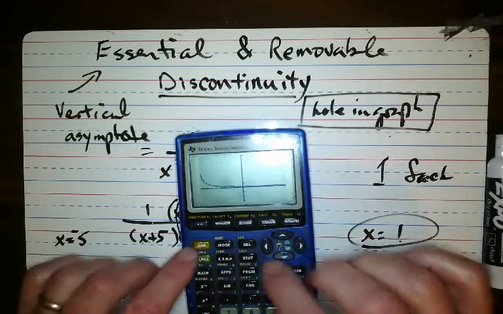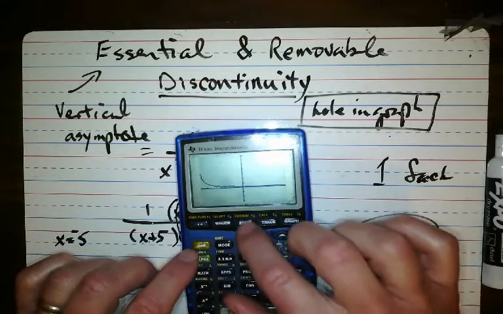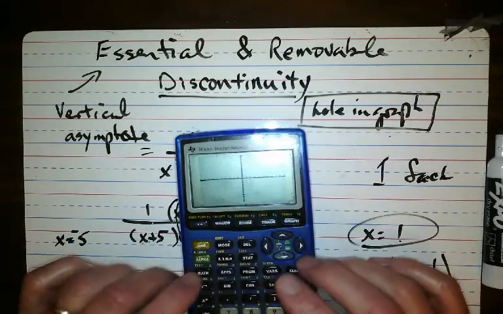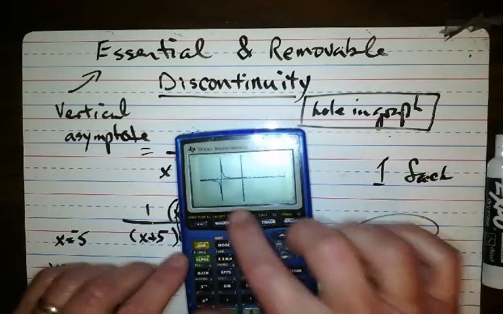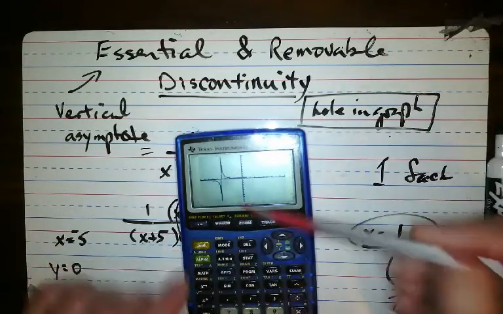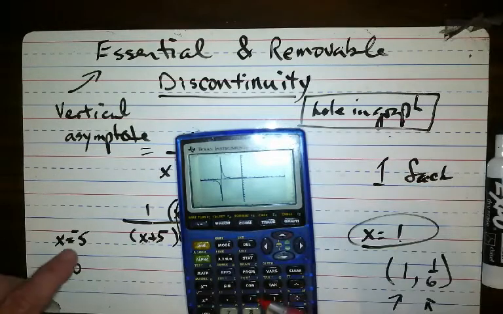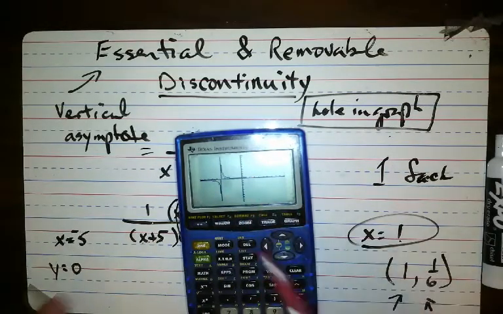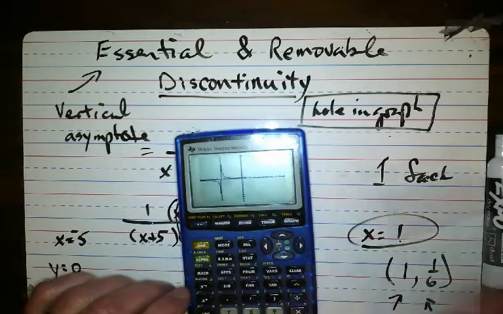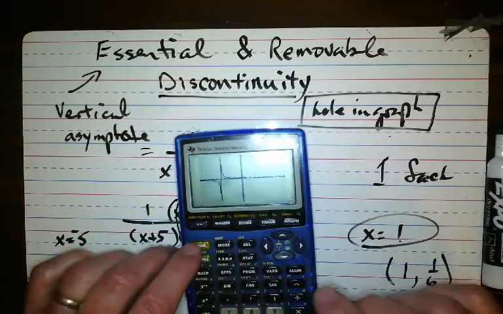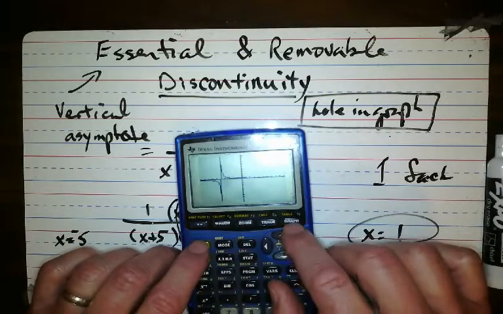Whoops. I need a wider picture, so let's zoom 6. What do you say? There we go. So I can see that the asymptote is at negative 5, right? x equals negative 5. The horizontal asymptote is y equals 0. The hole in the graph happens at 1. You say, I can't see that. Well, let's just look at the table, right?